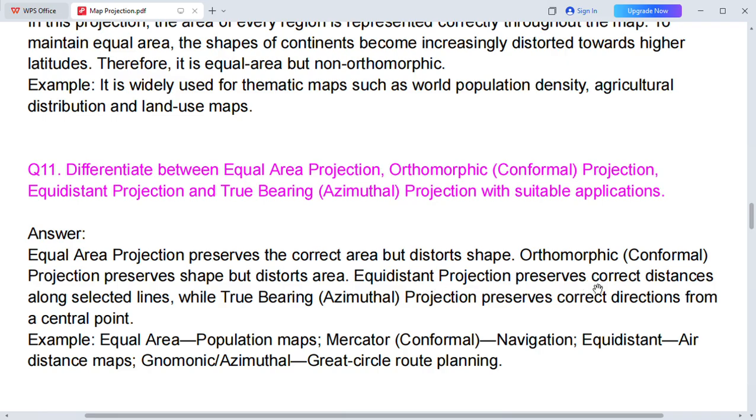Equidistant projection preserves correct distances along selected lines, while the true bearing or azimuthal projection preserves correct directions from a central point. For example, equal area used for population maps, Mercator or conformal for navigation purposes, equidistant for air distance maps, and gnomonic or azimuthal for great circle route planning.